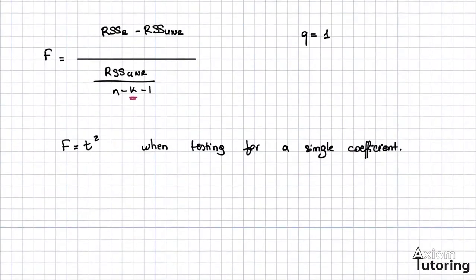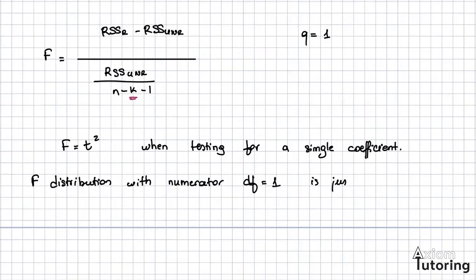So, in a sense, the F distribution with numerator degrees of freedom equal to 1 is just the square of a t distribution.